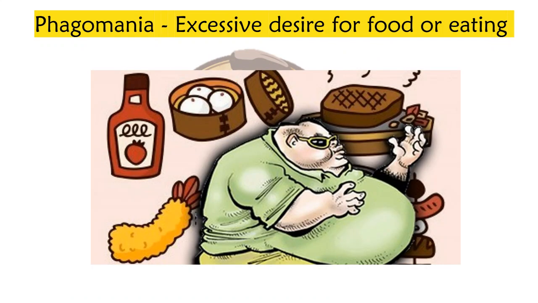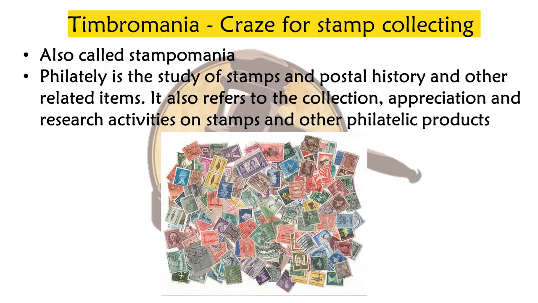Moving on. Phagomania, an excessive desire for food or eating. Next is timbromania. Timbromania is a craze for stamp collecting, also called stampomania.